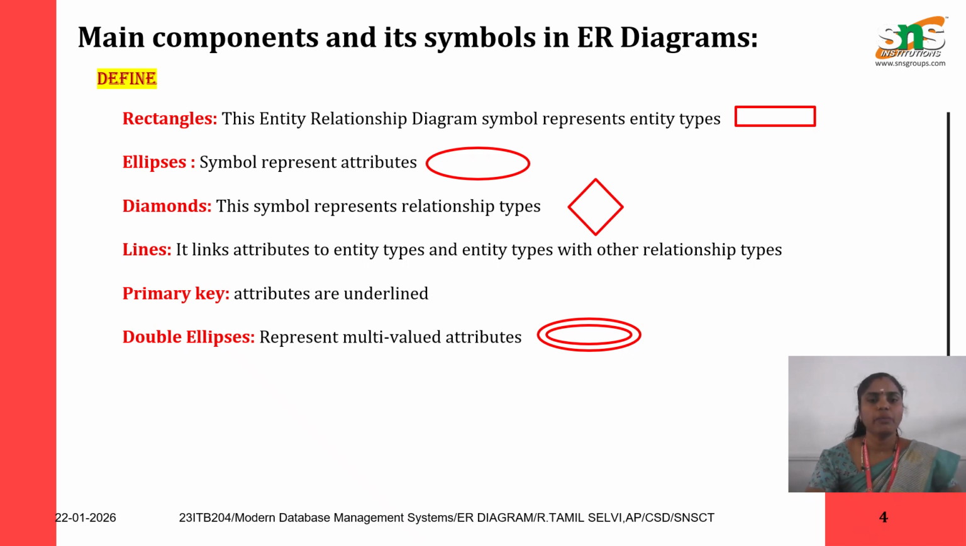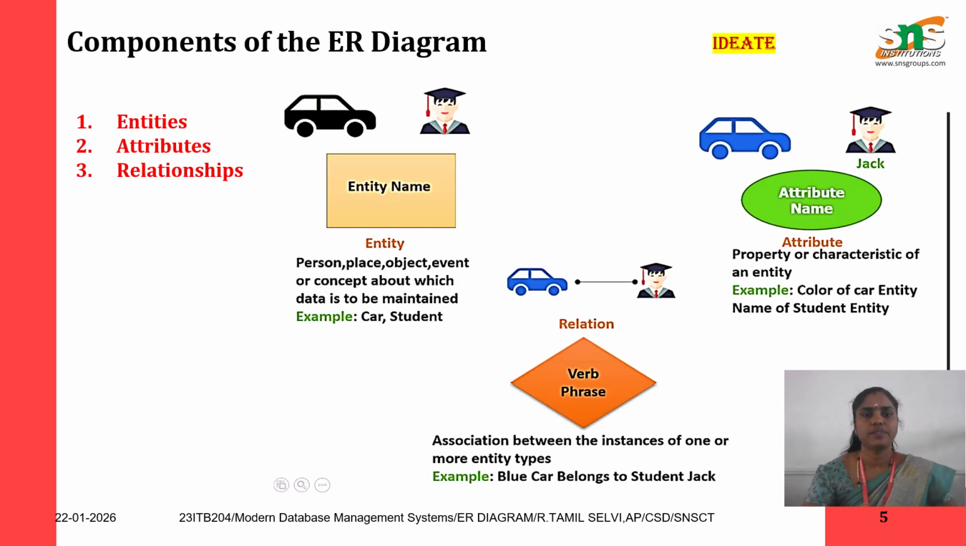And next one is primary key. Primary key attributes are underlined, and double ellipse represents the multi-value attributes.